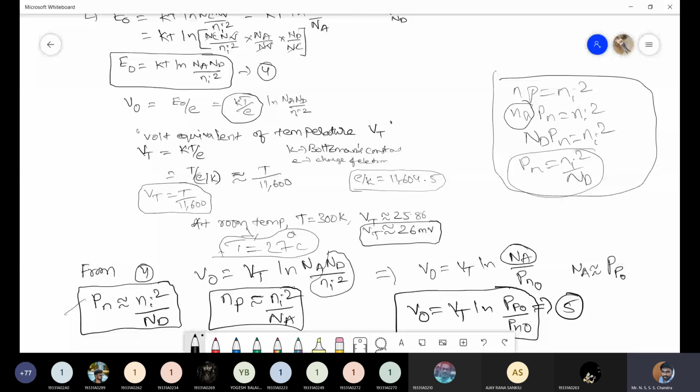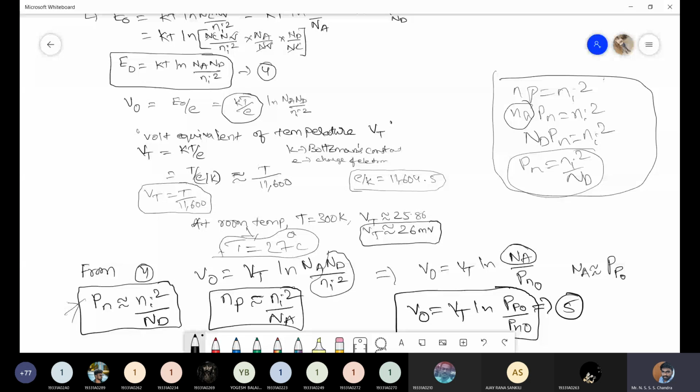Okay. So in this expression, V0 is equal to Vt log (Na Nd by ni square). I've taken ni square by Nd as Pn. So Nd by ni square will be equal to 1 by Pn. So I'm writing Vt log (Na by Pn).